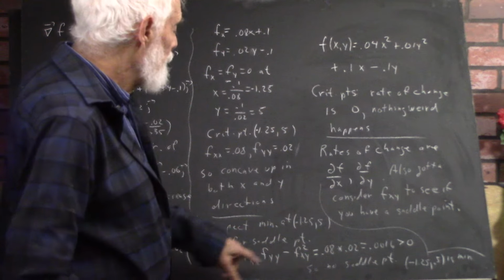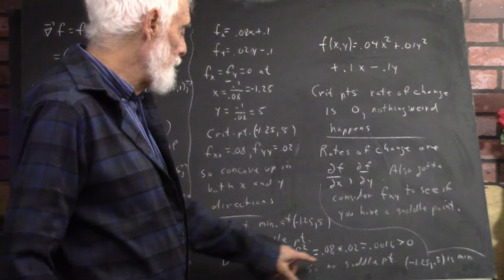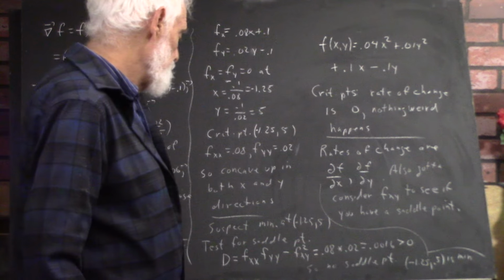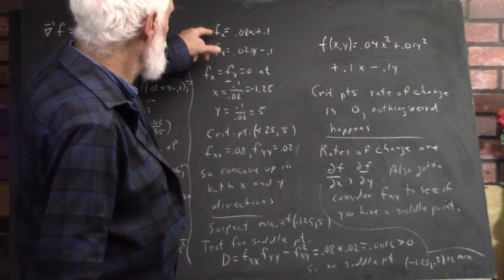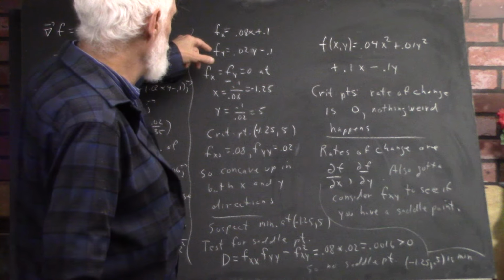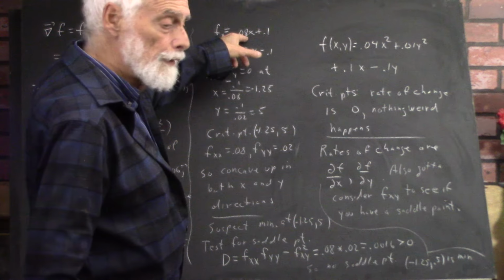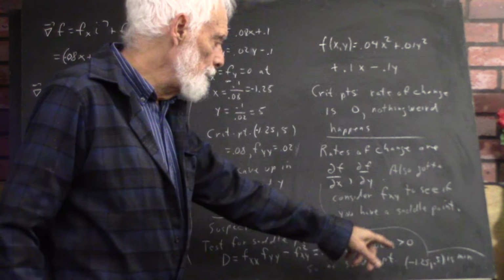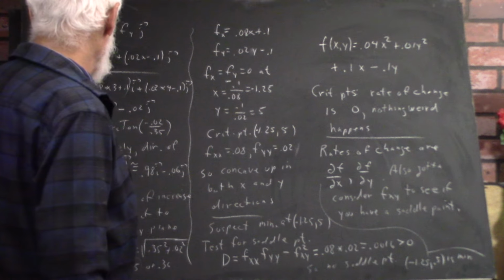Well, in this case, both fxx and fyy are positive. We get 0.0016, and fxy is negative. If we take the y derivative of fx, or the x derivative of fy, we get 0. Okay, well that assures that we have no saddle point, and negative 1.25.5 is a minimum.